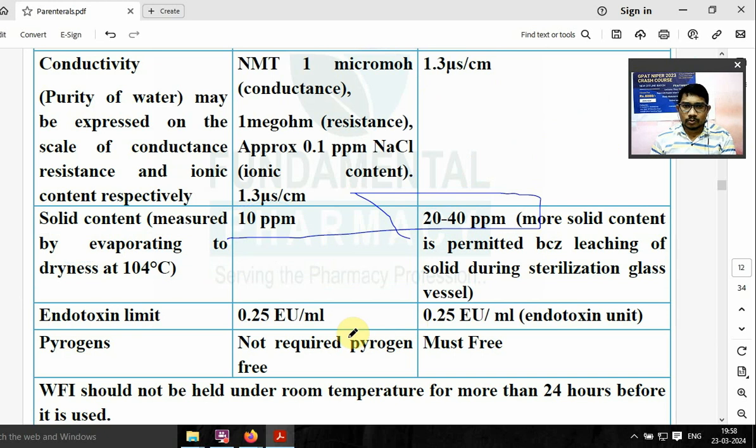Now the endotoxin limit is the same for both. So 0.25 endotoxin unit per ml. Both should be okay. Now what about the pyrogens?